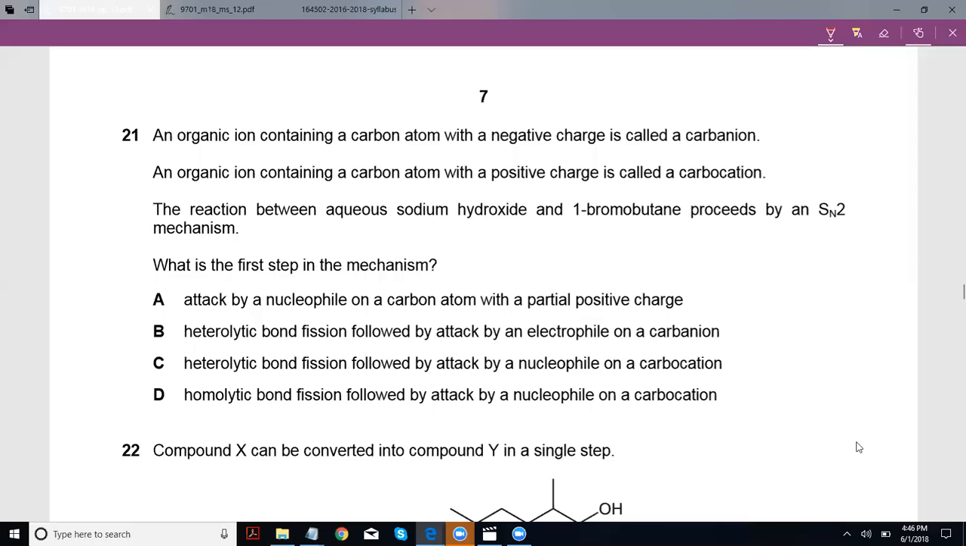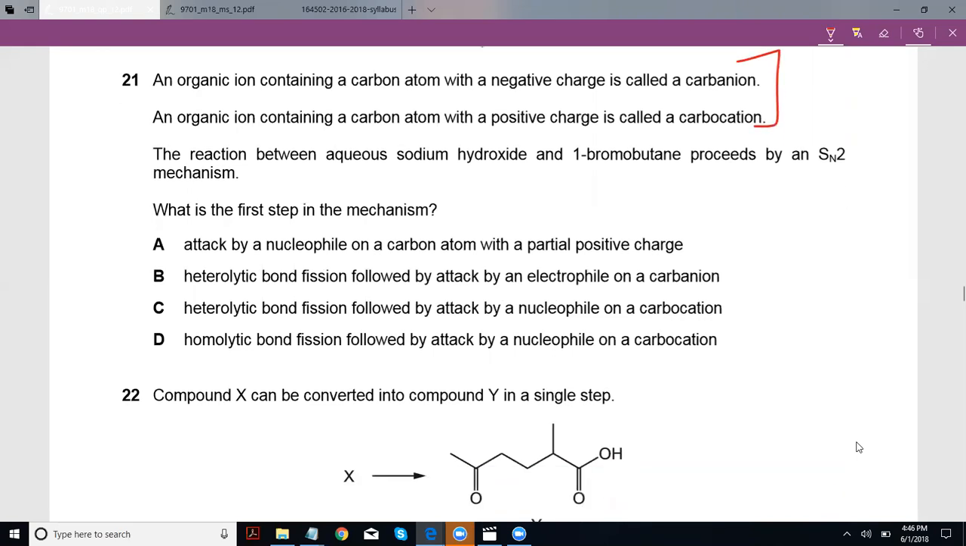All right, so continuing with our Feb March 18 paper. Question 21, they've given you some irrelevant stuff here. The question is NaOH and 1-bromobutane proceeds by an SN2 mechanism. What is the first step in the mechanism? Now, if you're clear about what SN2 really is, you should be fine.